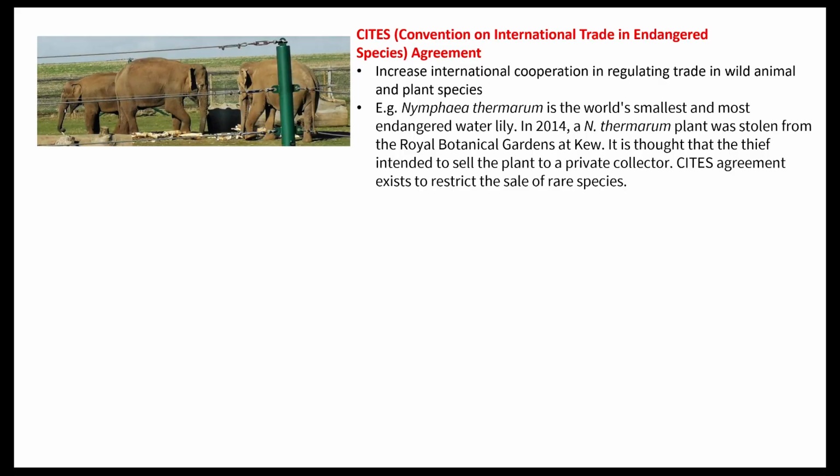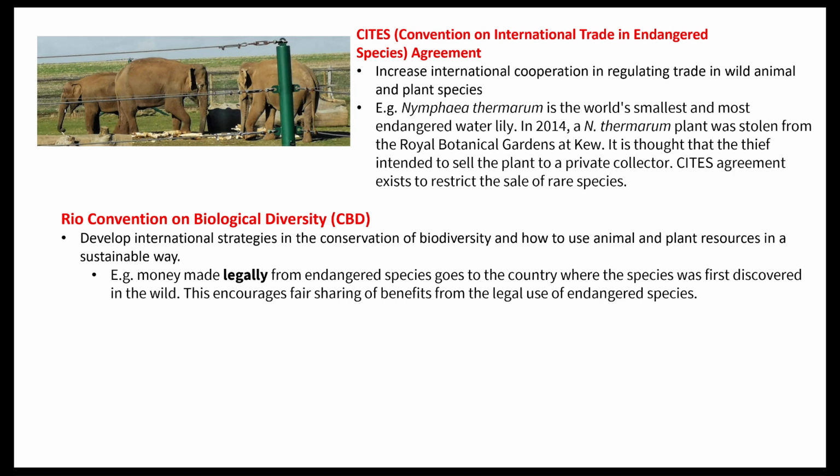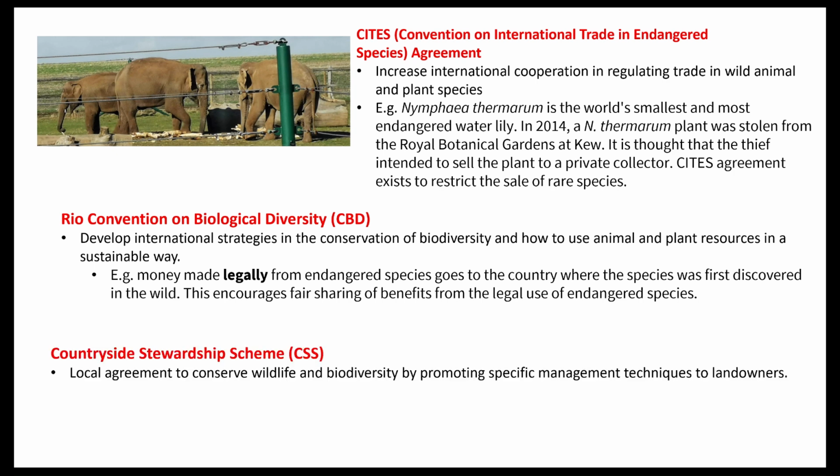Now remember, when you do your revising, always make sure you go back and look at your module 4. There are three agreements that you need to know as part of conservation: the CITES agreement, the Convention on International Trade in Endangered Species, the Rio Convention on Biological Diversity, and the Countryside Stewardship Scheme. Paper 2 is covering modules 1, 2, 4 and 6, so they will bring these together when they are asking questions, and it will be applications and graphs which show you numbers for you to be able to apply your knowledge to.